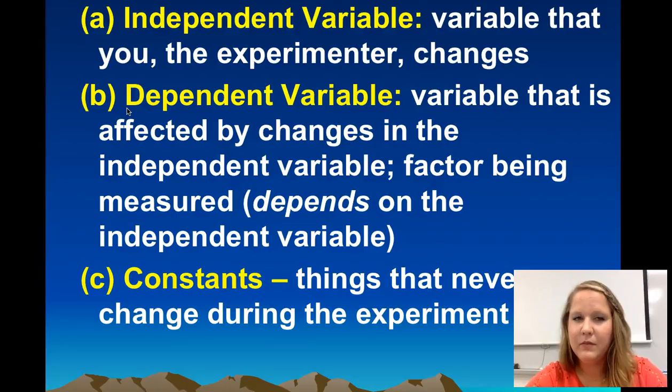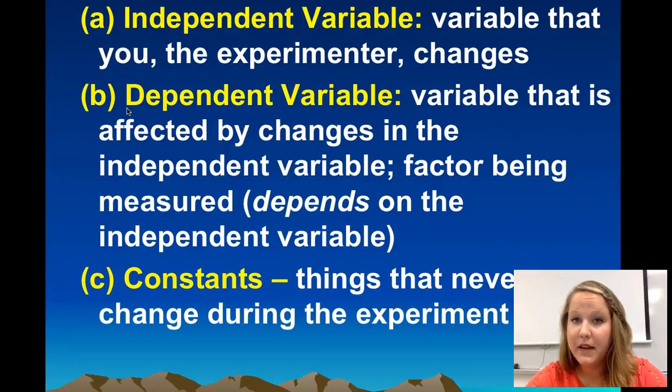Well, in any experiment, you will have an independent variable, a dependent variable, and a constant. Now, your independent variable may also be known as your manipulated variable. It's the variable that you, the experimenter, are changing. You are choosing to change or adjust one factor of your experiment.